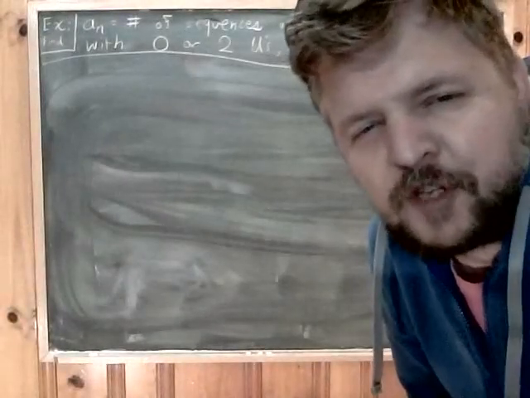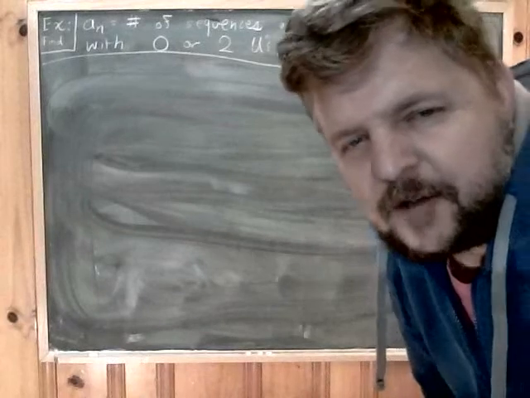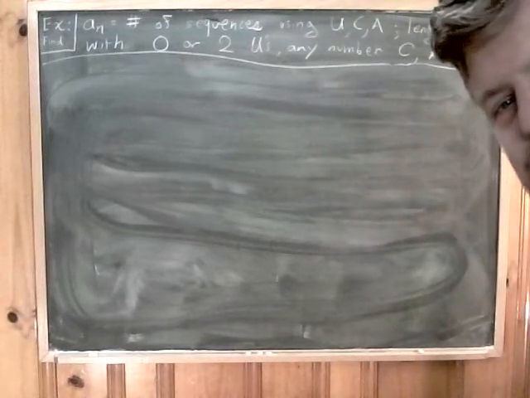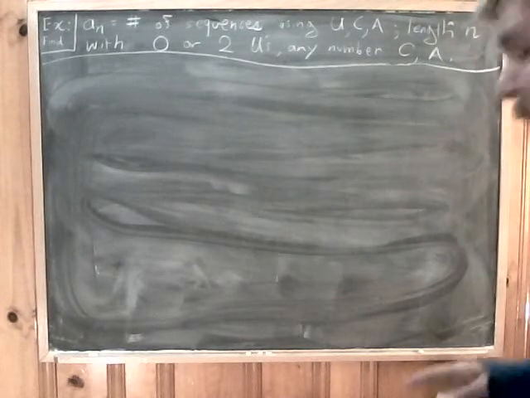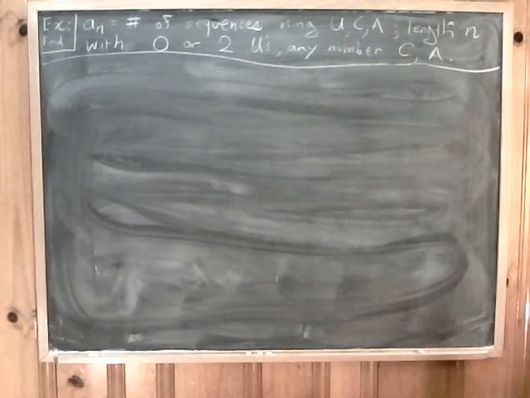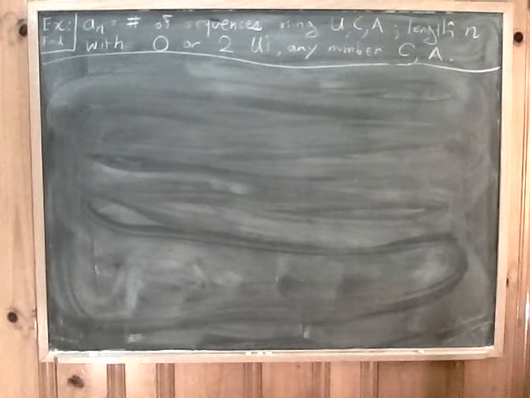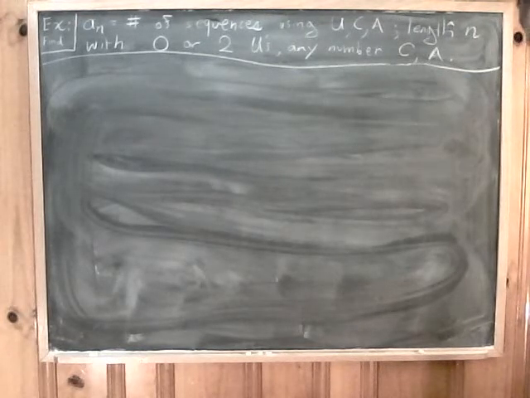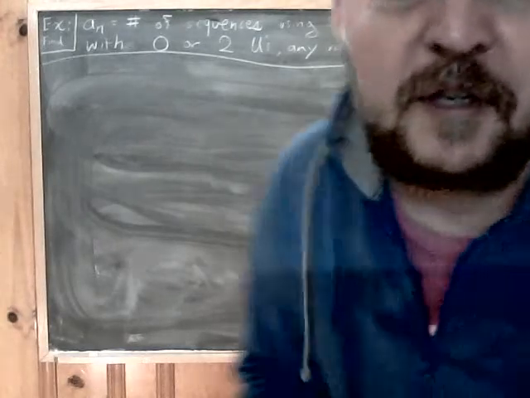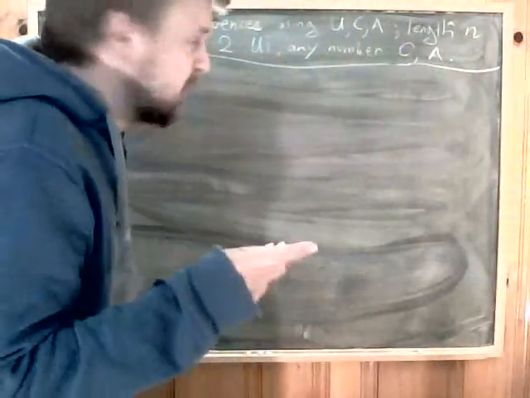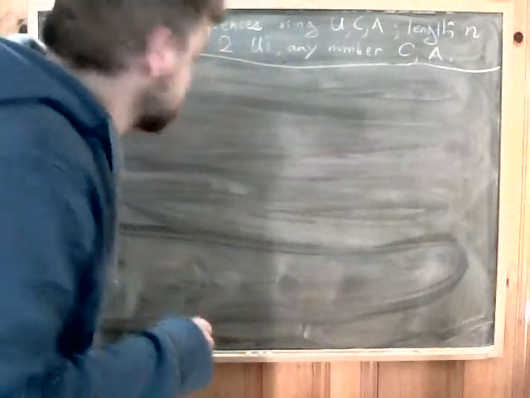Alright, here's the same one from the notes. It says a sub n is the number of sequences using u, c, and a, of length n, with 0 or 2 u's, and any number of c or a. And we're supposed to find a sub n. So the way to do it is to find the exponential generating function.